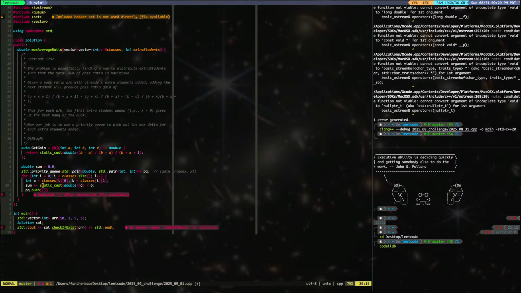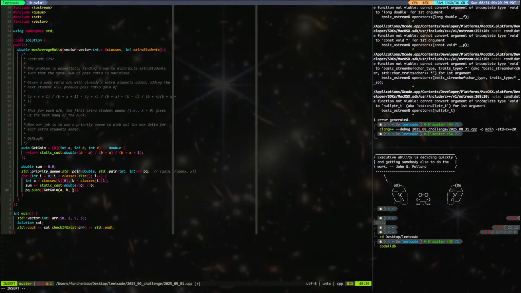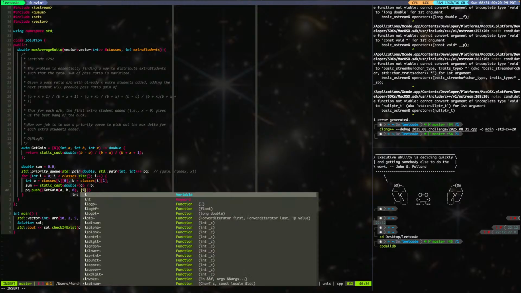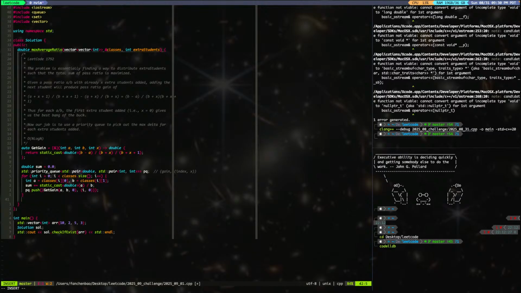This is going to be getGain. Okay, getGain(a, b, 0). Right, getGain of a, b, 0. This is like you add the first one, what's the gain, and then there's going to be the index i, and this is 0. Okay, so that's that. Then we say extra students, right?